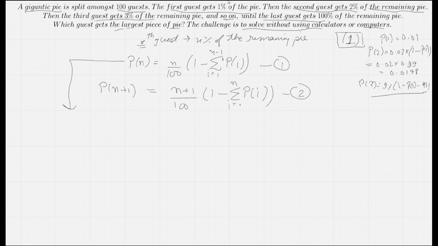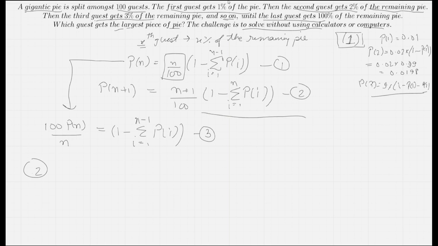This can be written as 100 times Pn upon n, I just took this fraction to the other side, equals 1 minus sigma of i equals 1 to n minus 1 of Pi. Okay, let's say this is equation number 3. Now let's solve this equation.